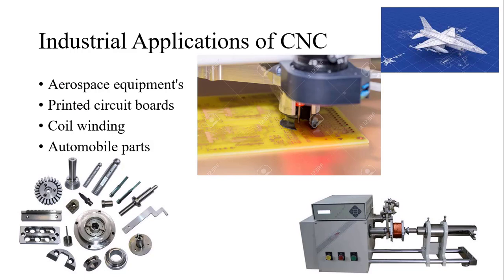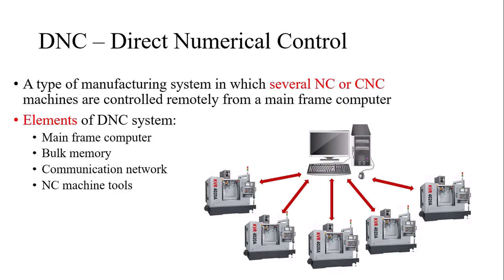Next one is coil winding, a major part of the production of motors. Nowadays motors are getting very powerful, so that depends upon the coil winding and not having any kind of mistake or error in the CNC machine. And the last one is the automobile part. You already know that various parts of the automobile, engine, maybe the body, they all are manufactured by the CNC machines.